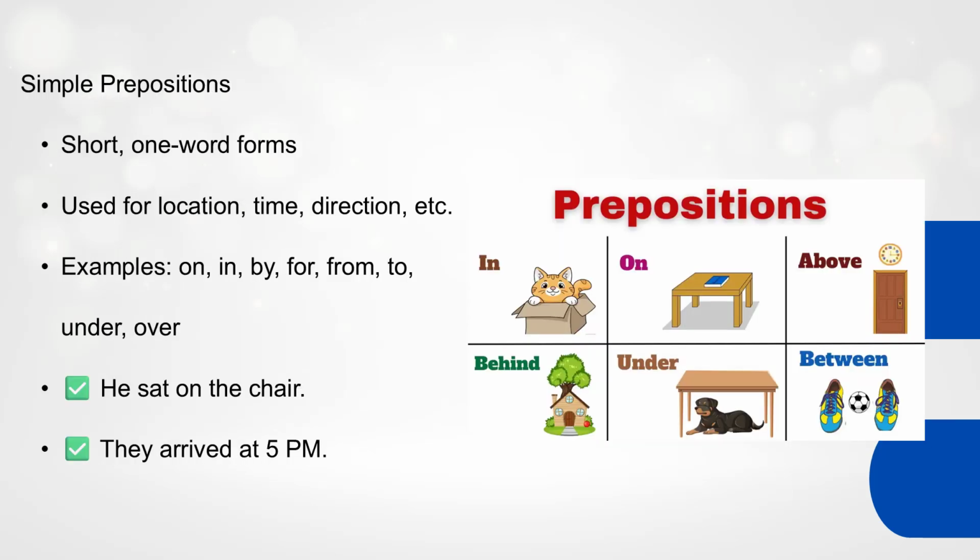Simple prepositions. Let's begin with simple prepositions. These are short, single-word forms used every day. They describe time, location, direction, and relationships. Examples: on, in, by, to, under, over. For instance, he sat on the chair. Or they arrived at 5 p.m.